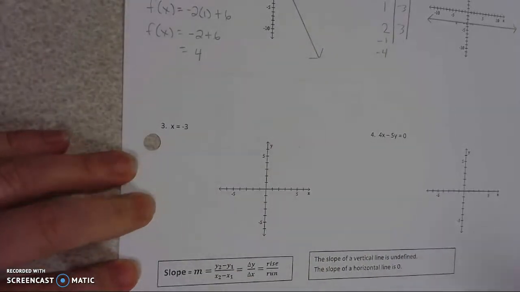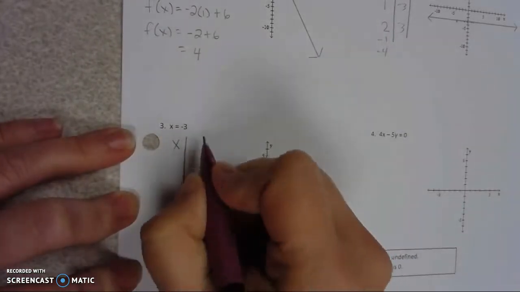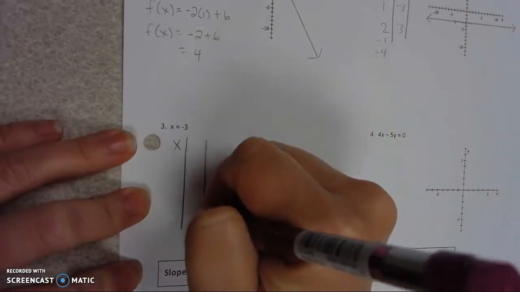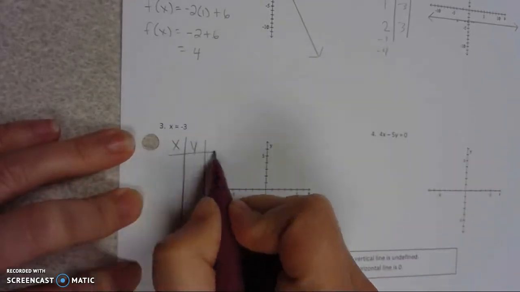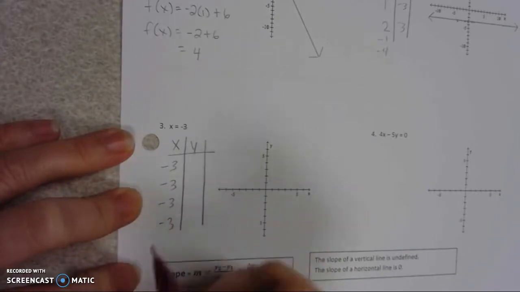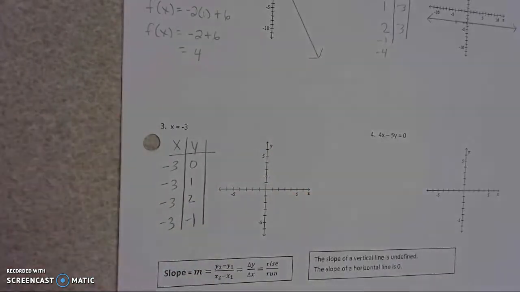So this is just x. What this one is saying is that no matter what you pick for y, x is always going to be negative 3. So you can pick whatever you want for y. X is always going to be negative 3.